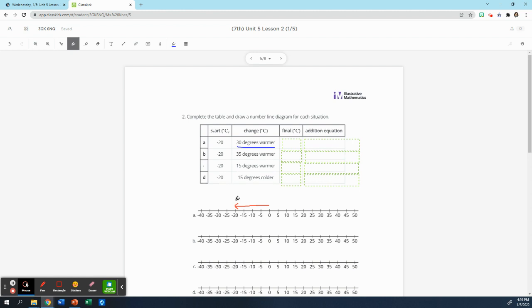That means that we'll be moving in the positive direction from negative 20 up 30 spaces to positive 10. And so my new temperature is positive 10. Notice that my temperature increased by 5, 10, 15, 20, 25, 30, because the temperature got 30 degrees warmer. So my final temperature is 10 degrees. And the addition equation was negative 20 plus 30 degrees, which gets us to positive 10. I would like you to pause this video and complete B, C, and D. Make sure that you're not only filling in the table, but that you're also drawing the number line diagram.